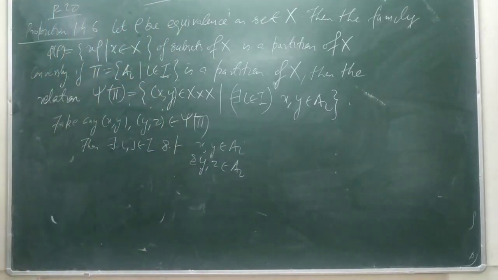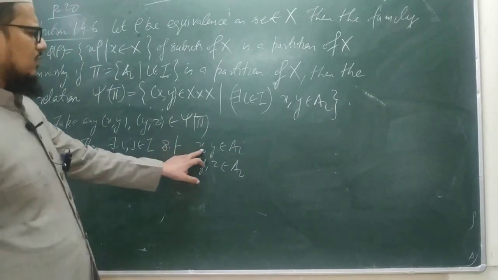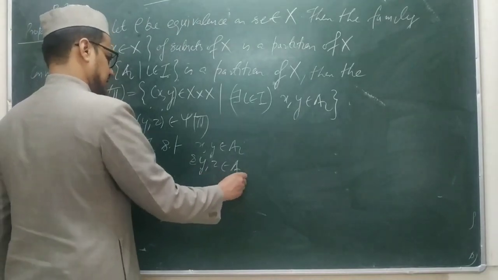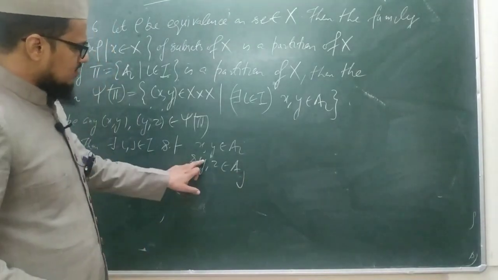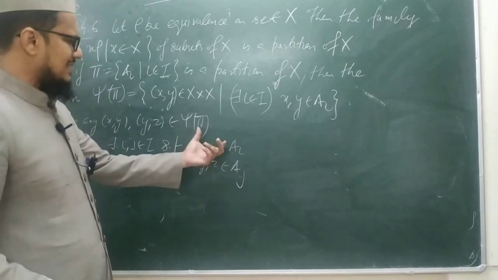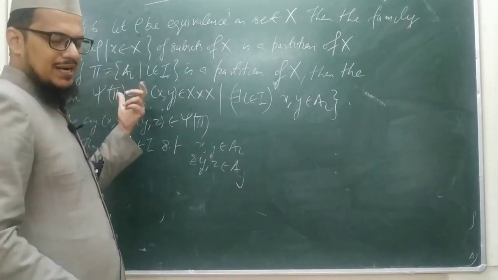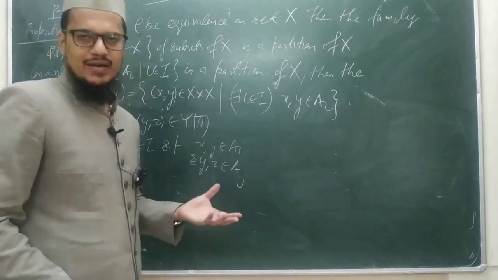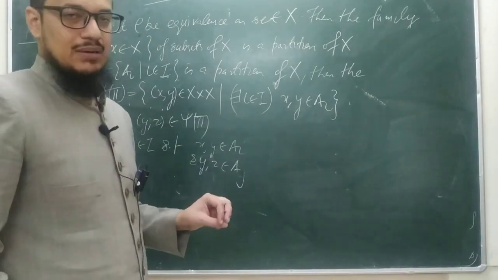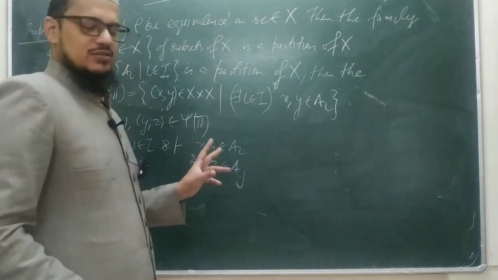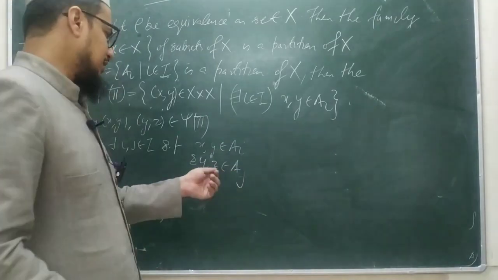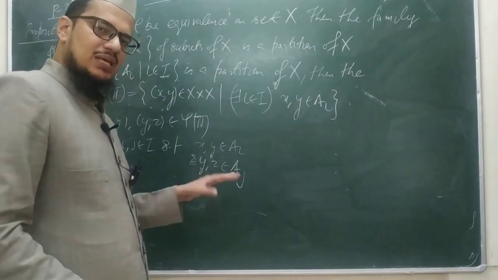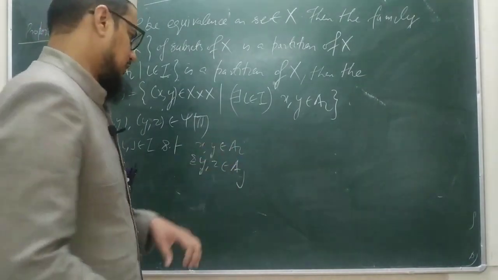Now look one thing, that (x, y) goes in ai and (y, z) goes in aj. So one element is common between these two, and as the family ai forms a partition of the set X, either ai and aj are disjoint or they are equal to each other. Here one element is common, so they are not disjoint. So if they are not disjoint, being a partition, they will be equal to each other.